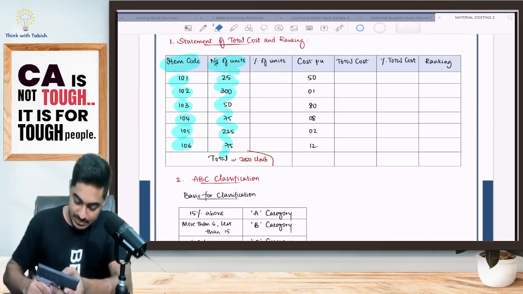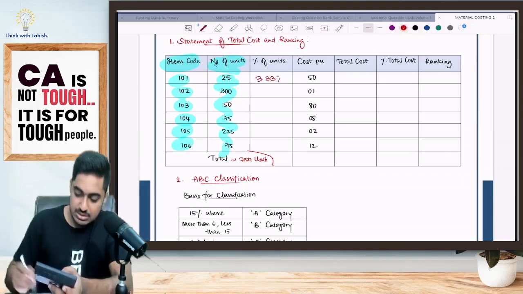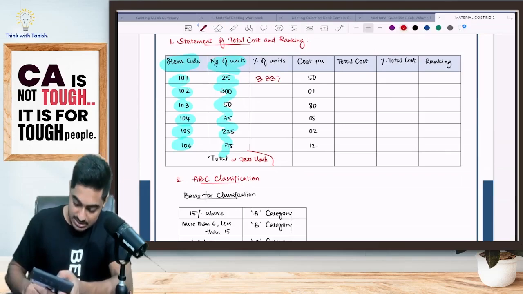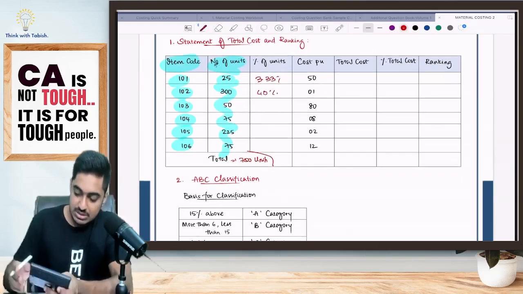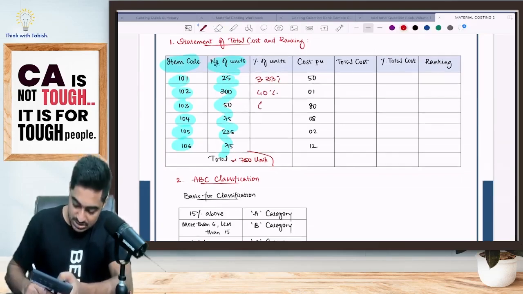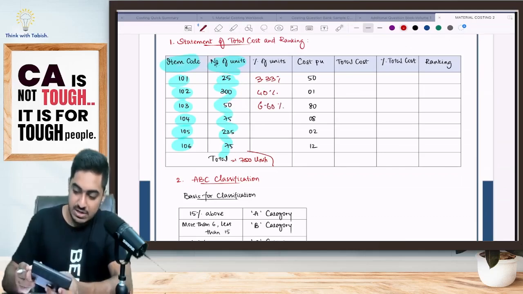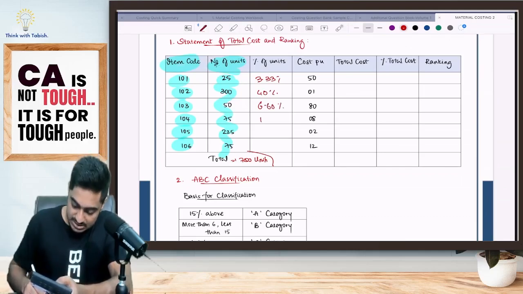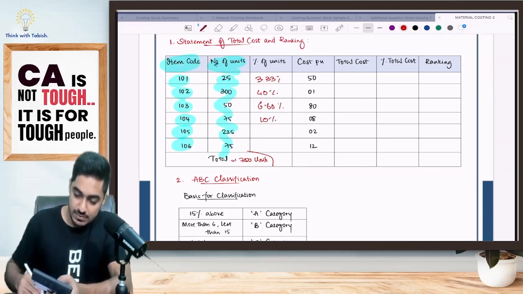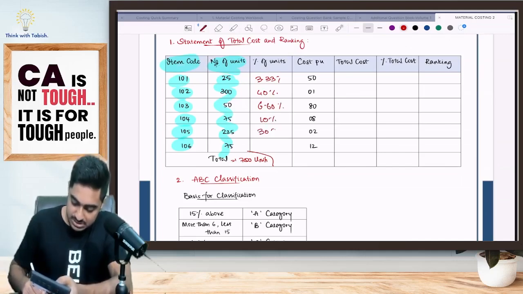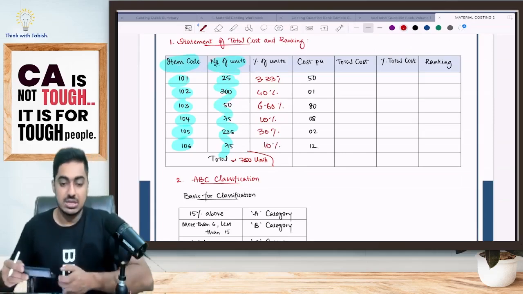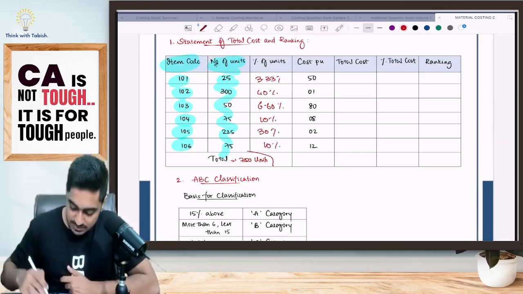It is 3.33%, 300 it is 39.940%, 50 which is 6.66%, 75 which is 9.99, that is 10%, 225 which is 29.9, 30%, 75 which is 9.99, which is 10%. This is how we do our calculations faster.